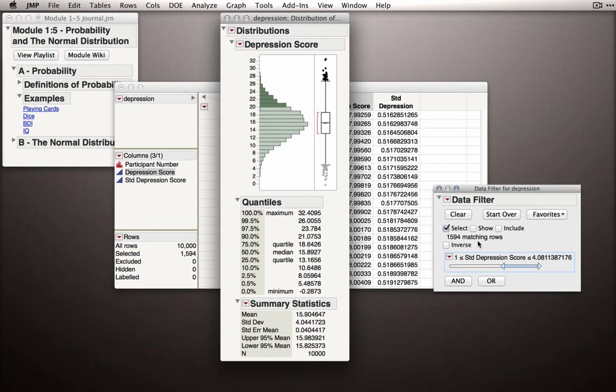And let's not forget what this means. The proportion of this distribution that has a z-score of 1 or more is 0.1594. That also means that the probability I would randomly select a row from this distribution that has a value on that standardized value of 1 or more is also 0.1594. So proportions and probabilities are really the same thing.